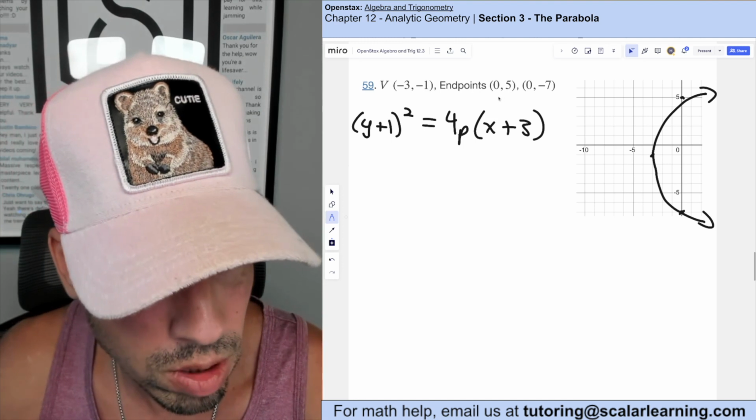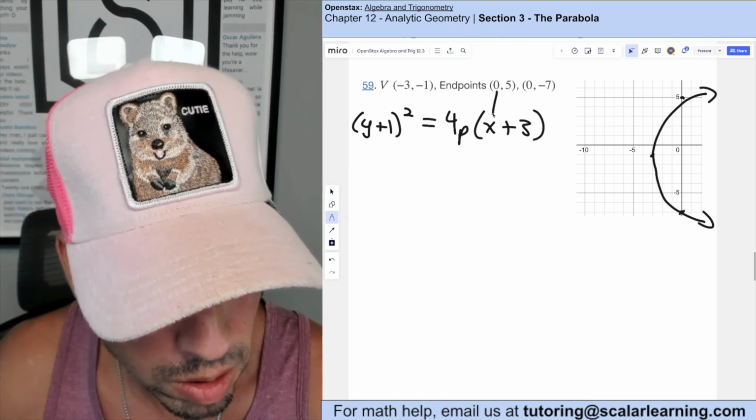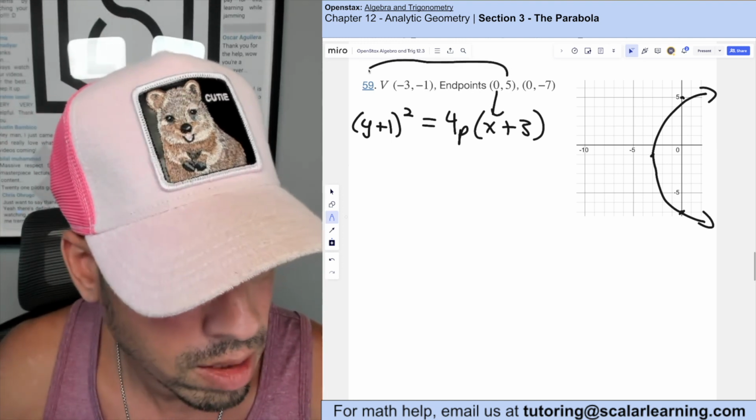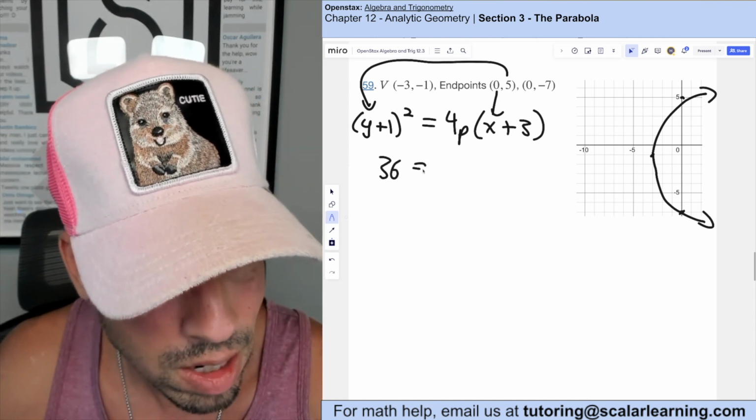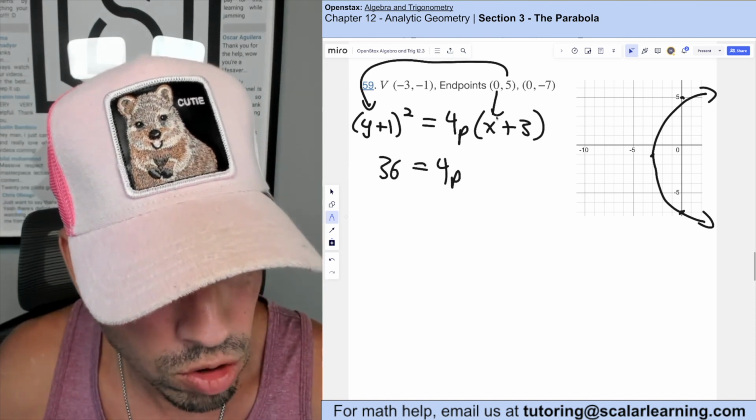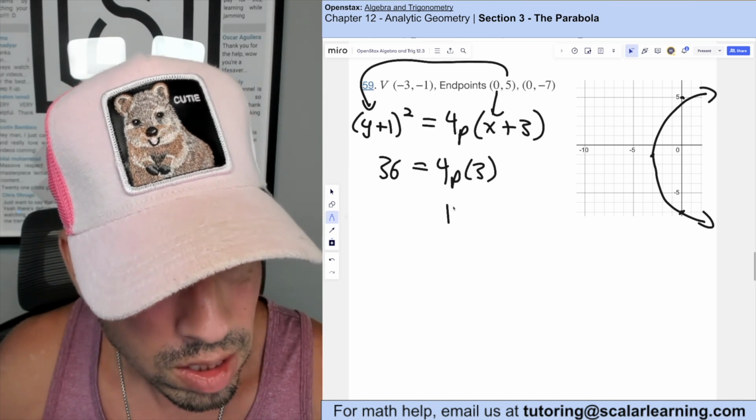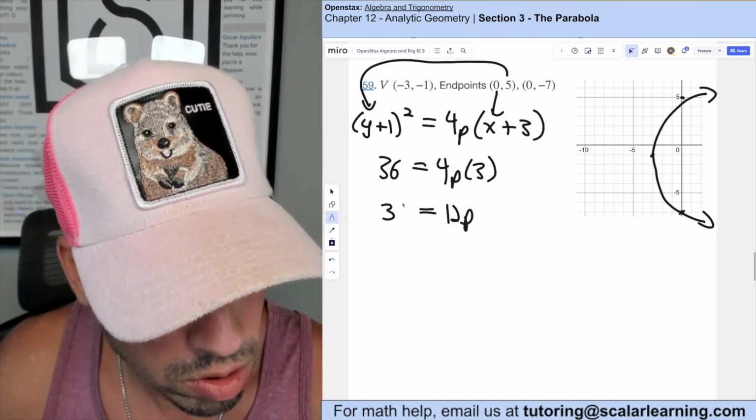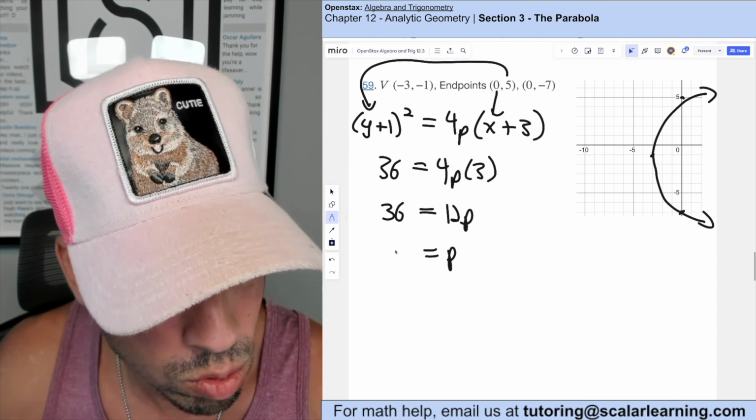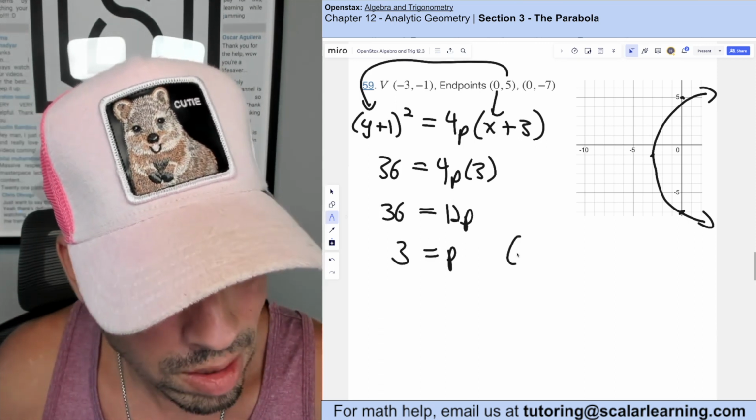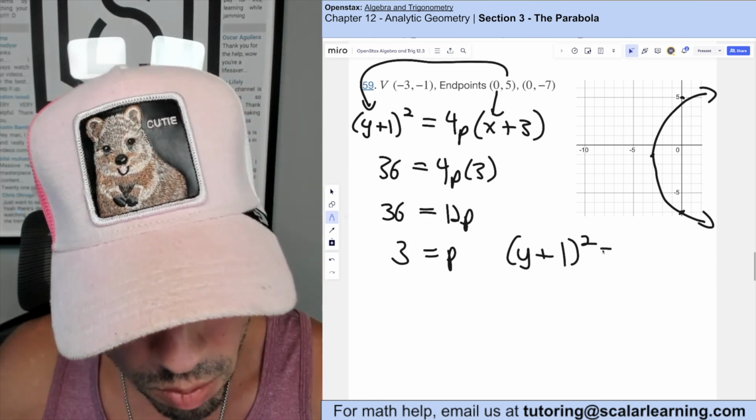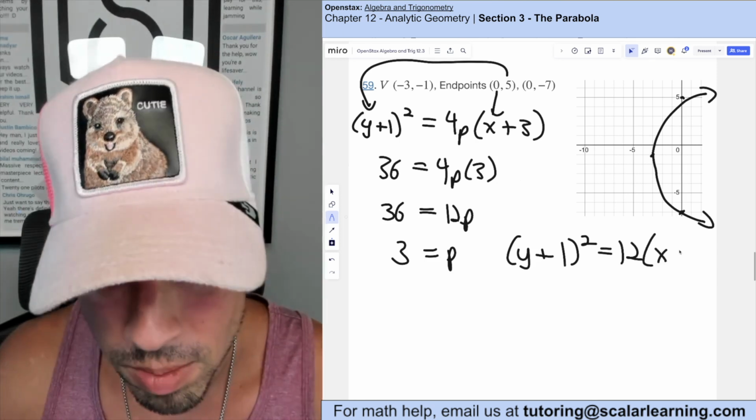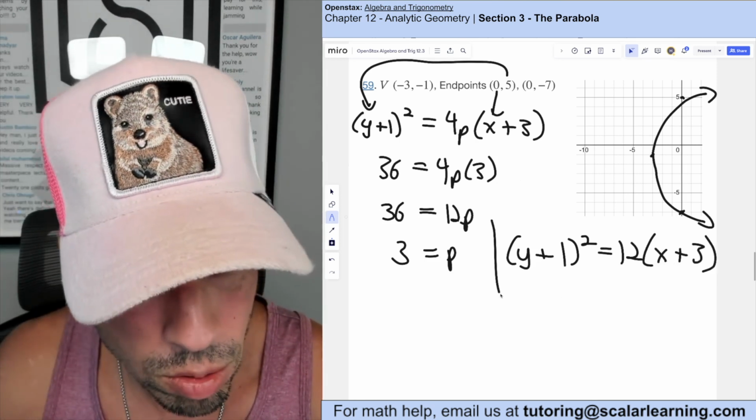Well, guess what? We can do a little plug and chug with either of these coordinates. Let's plug in 0 for x and 5 for y. 5 plus 1 is 6, squared is 36, equals 4p times 0 plus 3, which is 3. That's 12p equals 36. Divide by 12, p equals 3. Now we can rewrite this as y plus 1 squared equals 4 times 3, which is 12, times x plus 3. That's how you do it.